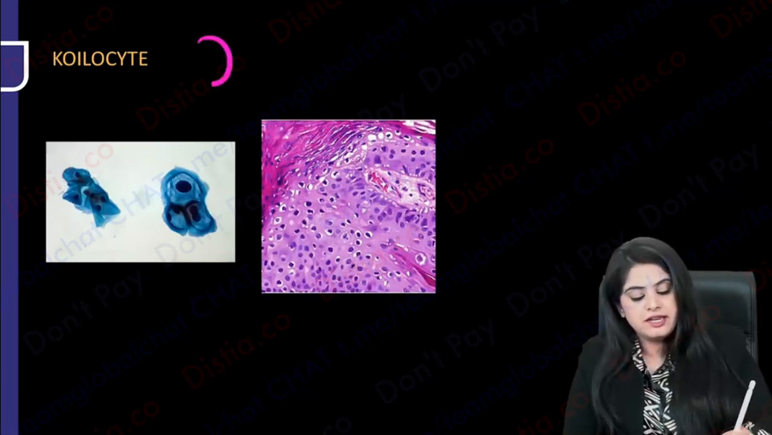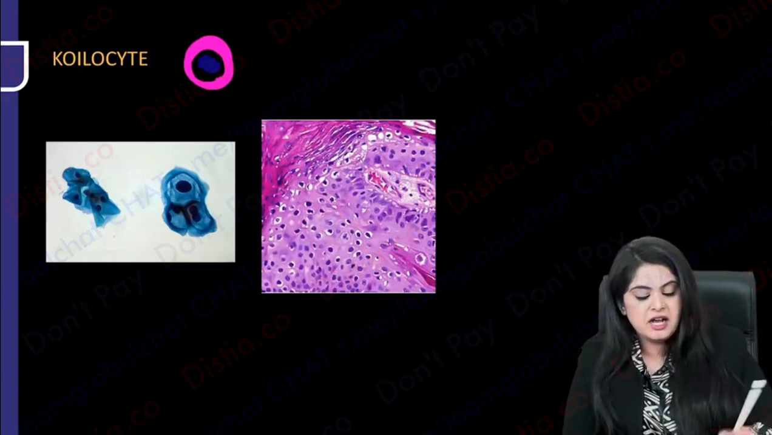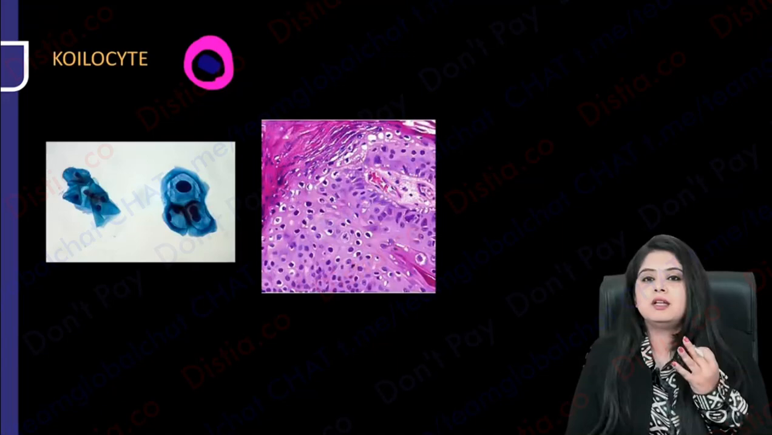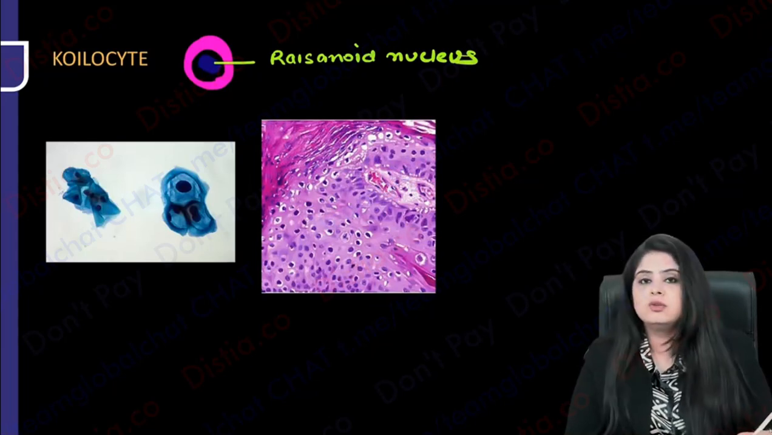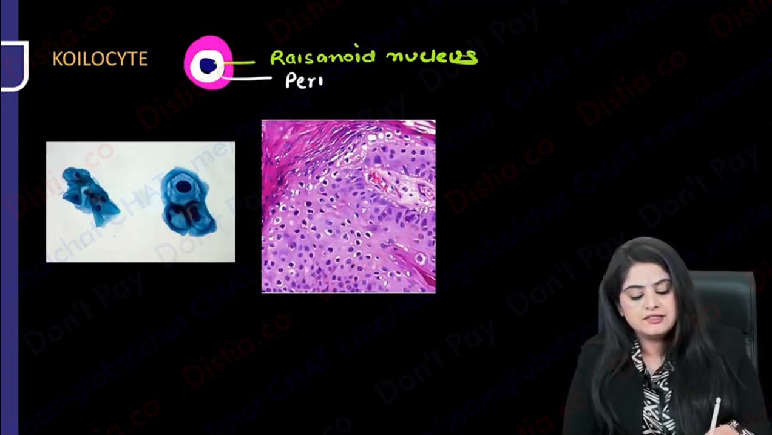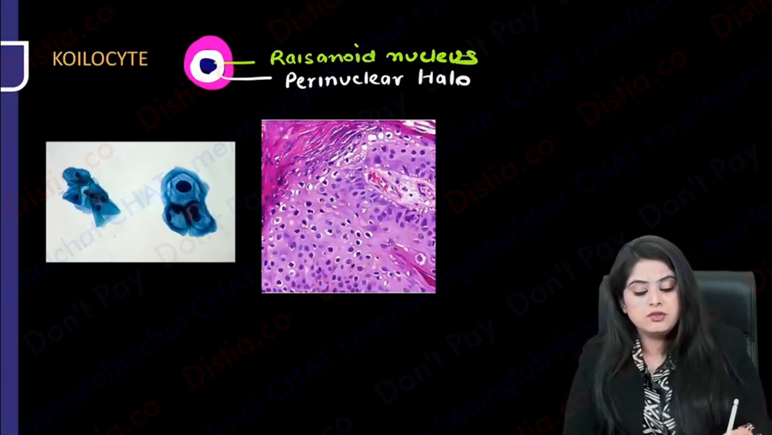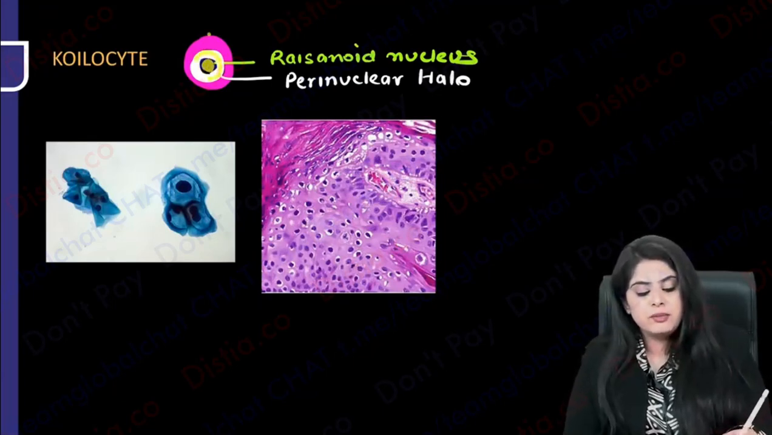So you will see a cell like this. There will be a cell, and inside the cell you will see a very dark, almost black nucleus. That kind of nucleus is known as a raisinoid nucleus. Did you also see around the nucleus I've not made the cytoplasm? Around it I've kept it empty, because this is known as the perinuclear halo. Everyone knows raisin is kishmish, a dry fruit. So a raisinoid nucleus with a perinuclear halo.